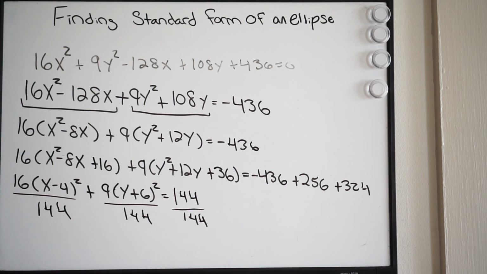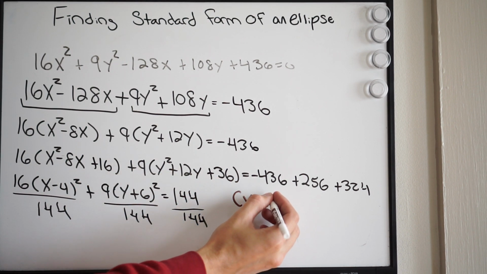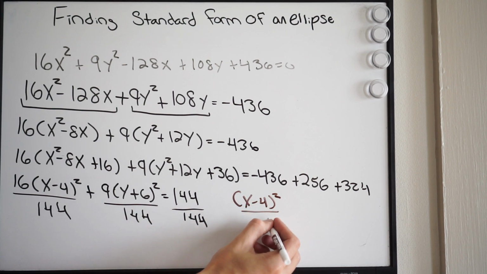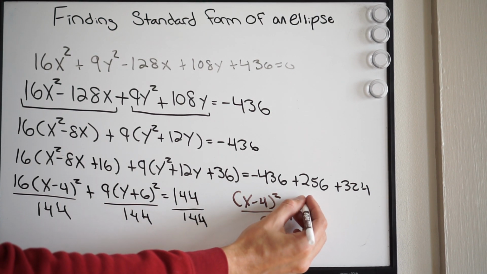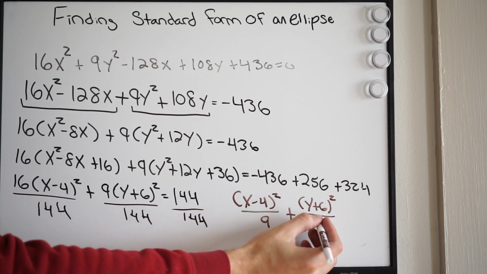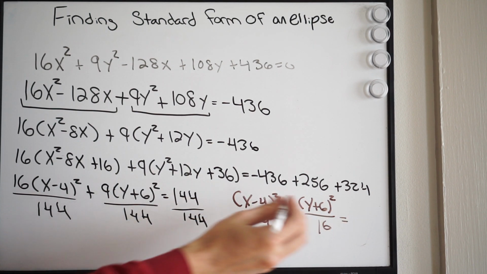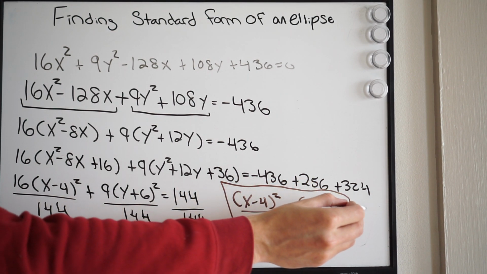We can go ahead and write our final answer. Okay, and we'll do that in a different color. So here, let's just go ahead and clean this up. We know that 16 goes into itself once, and 16 will go into 144, right, 9 times. So we can have x minus 4 squared all over 9, plus, same thing here, 9 goes into itself once, and 9 will go into 144 16 times. So we have y plus 6 squared all over 16. And again, this will just be equal to 1 now. So this here is going to be our final answer of our equation in standard form.